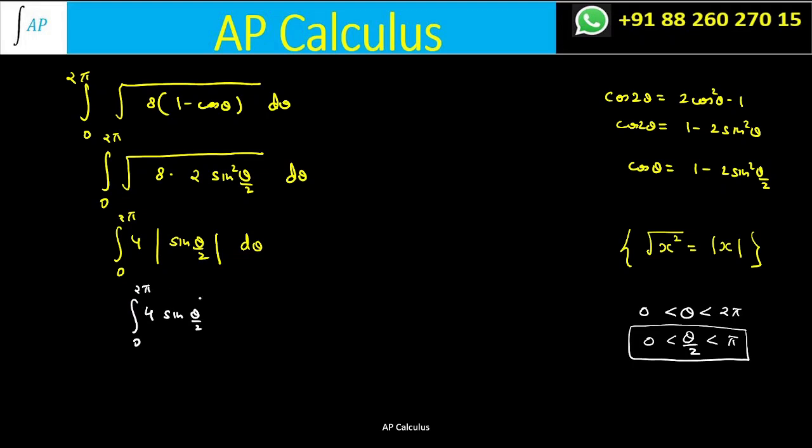This is the simplification up to here. Now we will do the integration. Integration of sin theta by 2 is minus cos theta by 2 divided by 1 by 2 also.